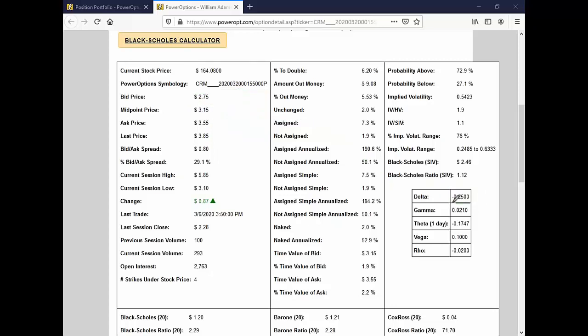Okay, now, gamma. Gamma is essentially the delta of the delta, for lack of a better term. What this is telling us is that if the stock moves up 1 point, we would expect this put premium to drop by 25 cents. And then we'd expect the new delta to come down to about 0.23, or 0.229 roughly, because it's going to change by a rate of 0.021.